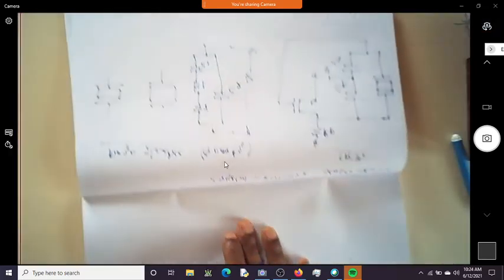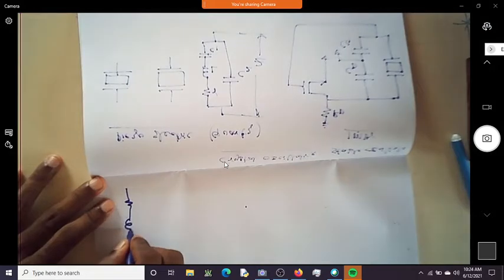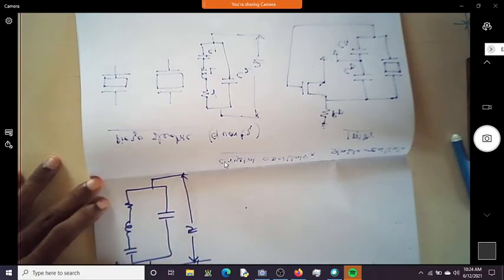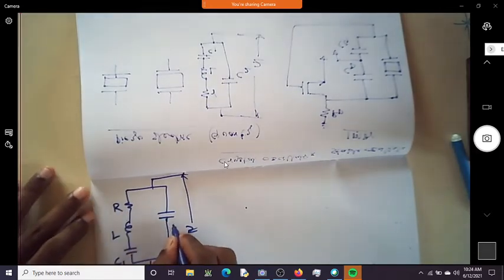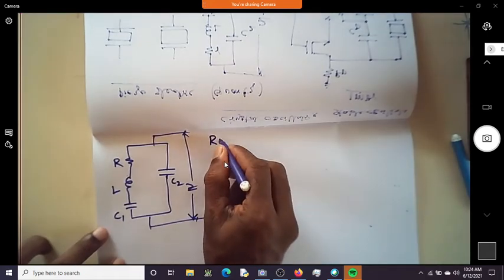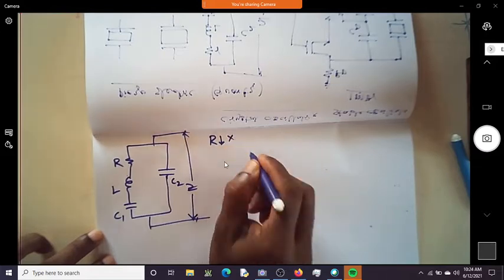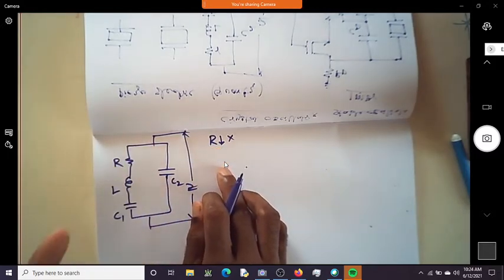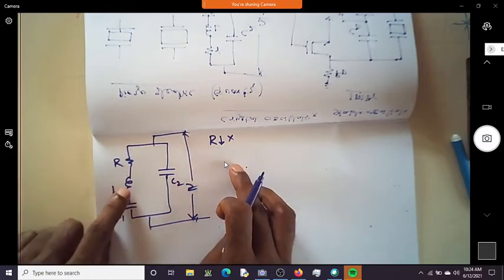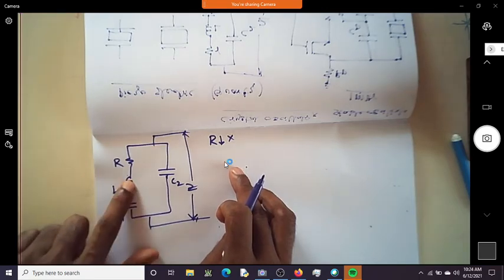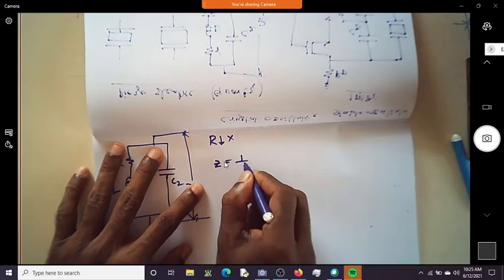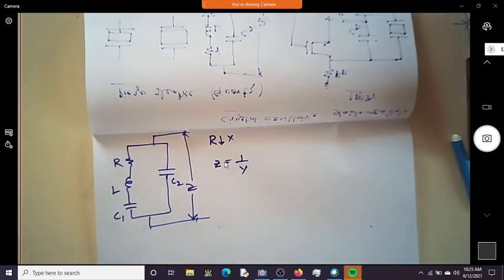So let me rewrite that equivalent circuit. This is the impedance you are looking at. This is C1, L, R, and this is C2. Typically, the resistance is very small, in terms of a few ohms. So we will neglect the resistance while finding the impedance over here, because the resistance offered by the crystal will be very small compared to the reactance offered by this inductor. That's why we are not considering this R while finding Z. So can I write Z is equal to 1 over admittance? Yes. I will write the Laplace of it.